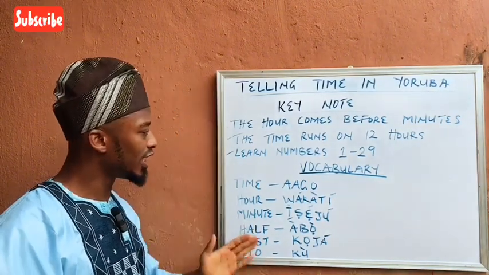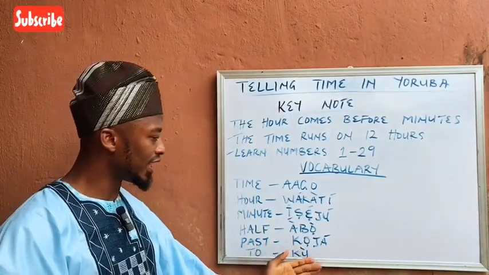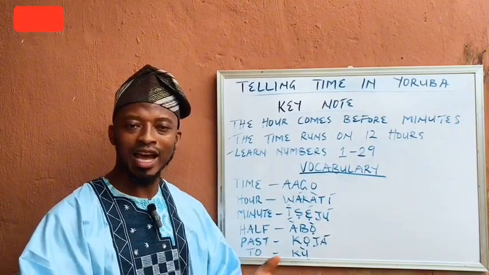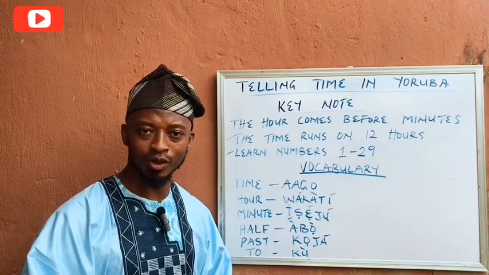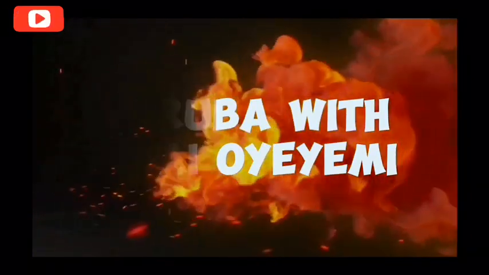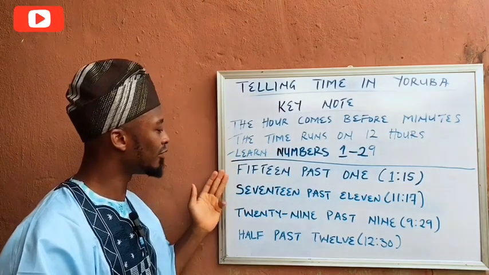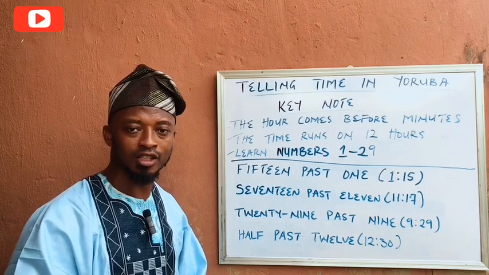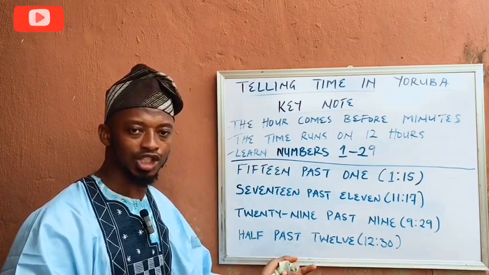So let's get yourself familiar with all these points and this vocabulary, and let's take a look at some time and you'll see that it's pretty much easier to tell time in the Yoruba language. Don't go anywhere. You're welcome back. Now we have just a few examples on the board. Like I said, it's pretty much easier to tell time in Yoruba language once you take note of these points and you know the associated words.